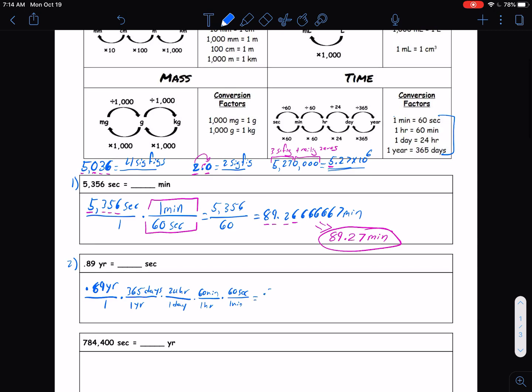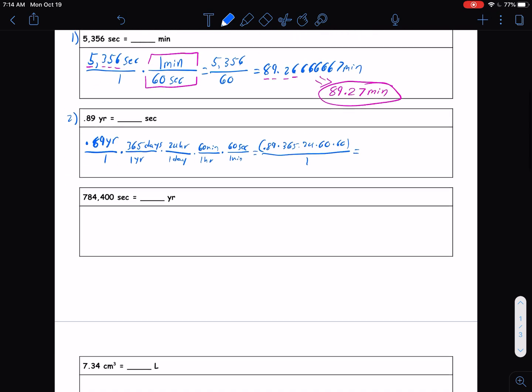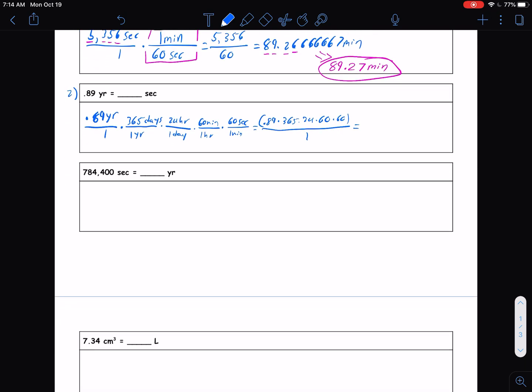Equals, and you get 0.89 times 365 times 24 times 60 times 60. Whew, that's a lot. And that equals a number, I'm going to scroll up here. That equals a number of 28,067,040 seconds. That's a lot of seconds.